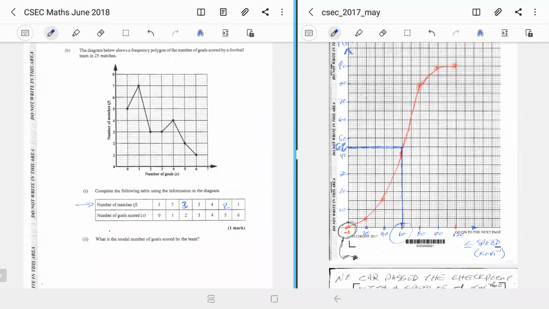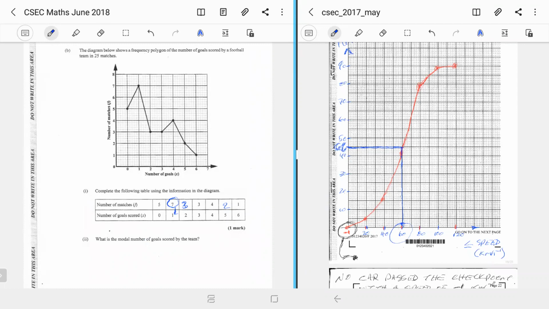I may ask for a number of goals, you know. But the frequency that gives you that number of goals, the one with the highest frequency, gives you that number of goals. So the highest frequency is 7. What happened 7 times? 1 goal was scored 7 times. So 1 goal is the mode. In other words, most of the time they score 1 goal.